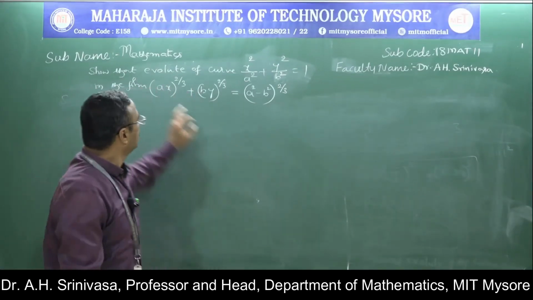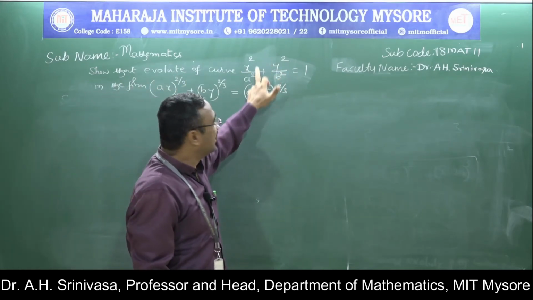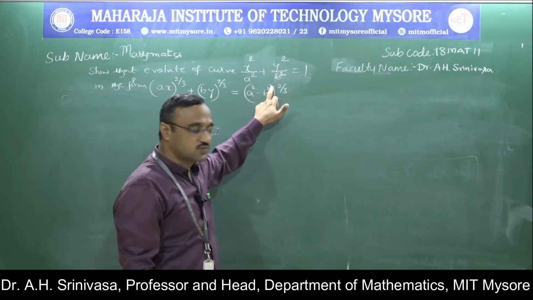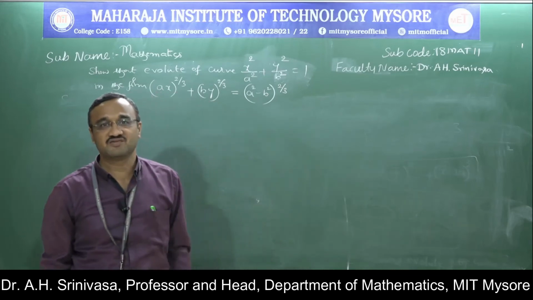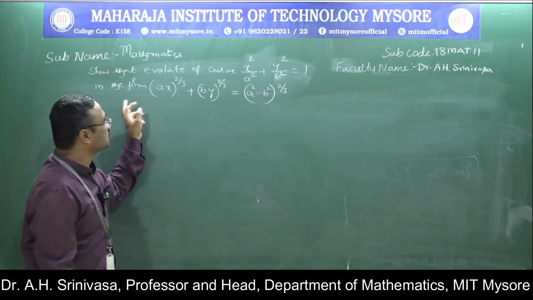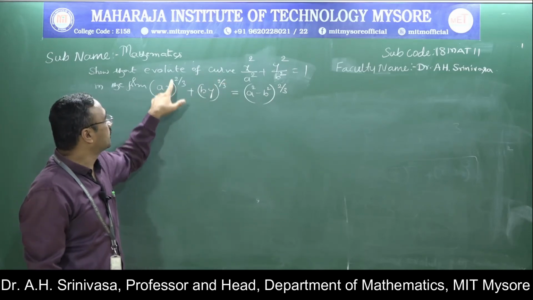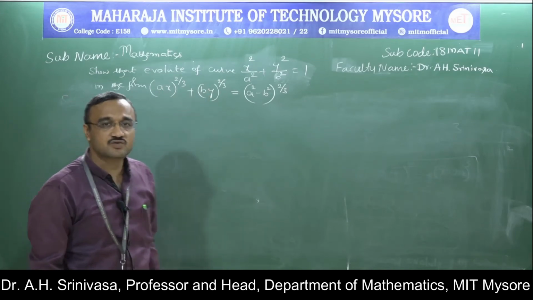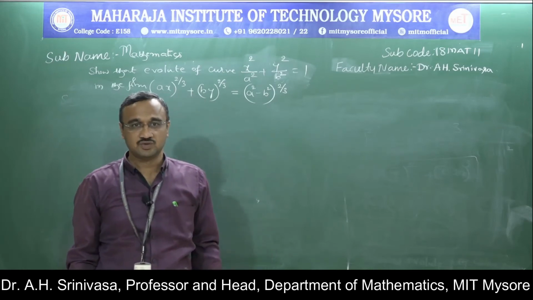In the second problem, show that evolute of the curve, that is x square by a square plus y square by b square equal to 1. Here the ellipse equation is given. Using that ellipse equation, you have to show the evolute of this curve in this form: (ax) whole power 2 by 3 plus (by) whole power 2 by 3 equal to (a square minus b square) whole power 2 by 3.